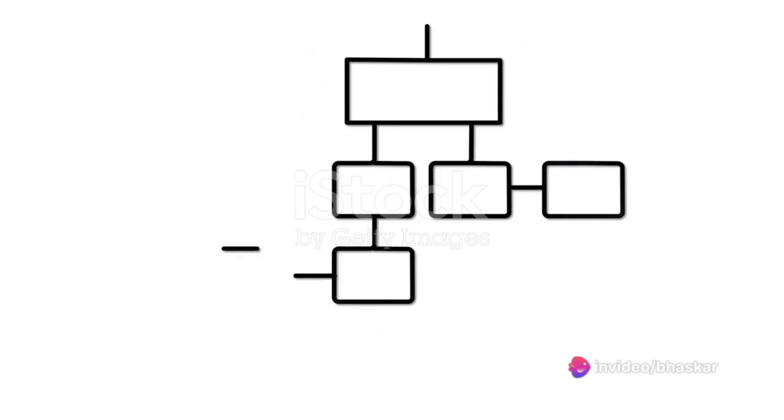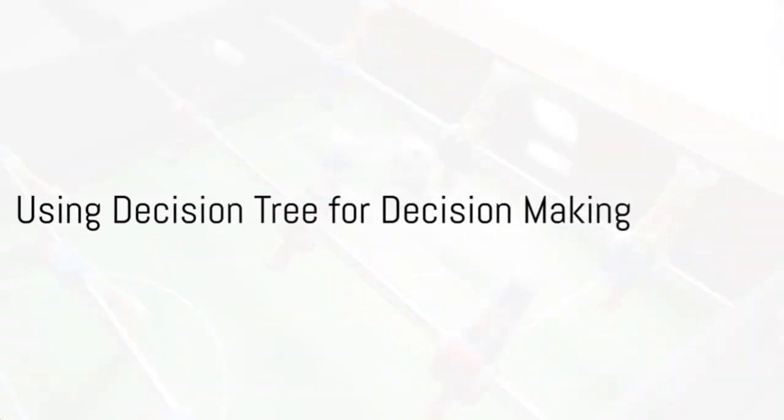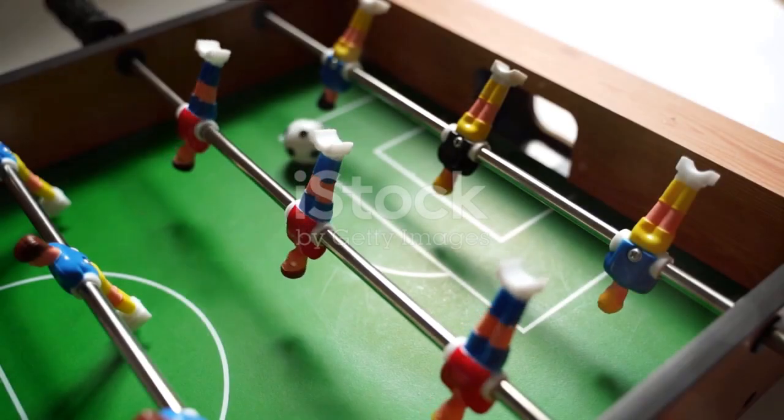Hi, decision tree is one of the simplest methods for decision making. In this video, we will discuss decision tree and random forest algorithms. Suppose that we want to play football today. Let's use a decision tree to make a decision.